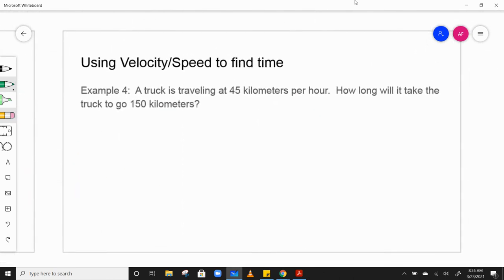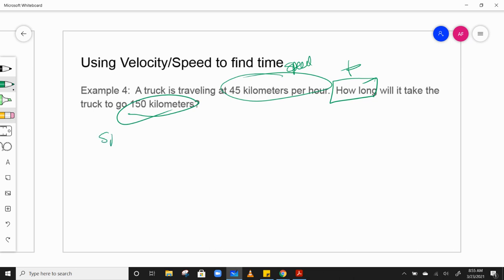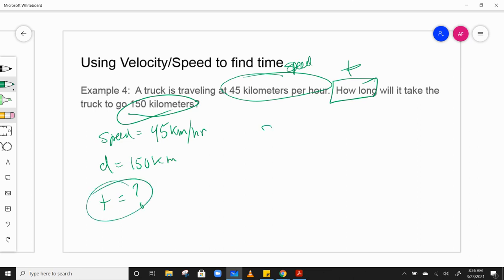Okay, a truck traveling 45 kilometers per hour, so that's our speed. How long? We want to know what the time is going to be. It will take to go 150 kilometers. Okay, so our speed, 45 kilometers per hour. Our distance is 150 kilometers. And time is what we don't know. So here we're solving for time. So our formula is speed equals distance over time.